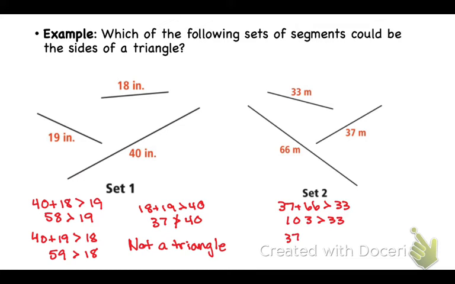37 and 33 is 70. And you guys have to show me this work. This is your work. And the last one I need to do is what? 66 and 33? Yeah. And it's going to be 37? Yeah. And so we have 99 is greater than 37. So could this be a triangle? Yes.